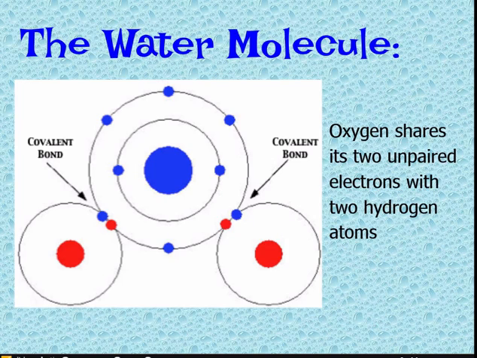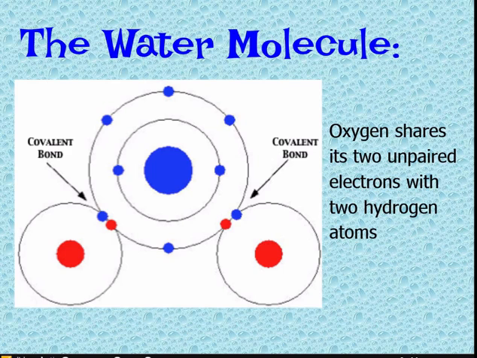Okay, what we're looking at here is something most of you are probably familiar with. It's a water molecule. Remember that water is H2O. So there's two hydrogens, the red dots, and one oxygen. Oxygen has 8 protons, so it has 8 electrons. The first 2 electrons go in the first shell. You see those 2 small dots. And then it has 6 electrons in its outermost shell.